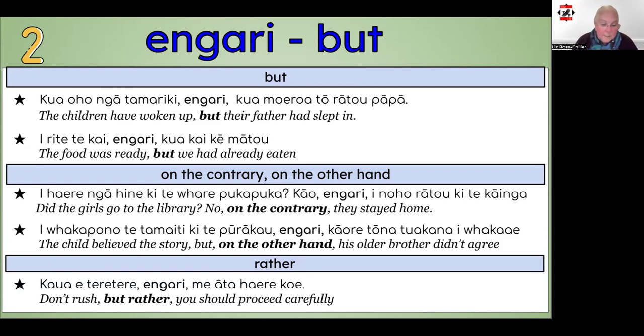And the next one: I whakapono te tamaiti ki te pūrākau, engari kāore tōna tuakana i whakaae. The child believed the story, but on the other hand, his brother didn't agree. And the last example, engari relates to rather. Kaua e tere tere, engari me ata haere koe. Don't rush, but rather you should proceed carefully.